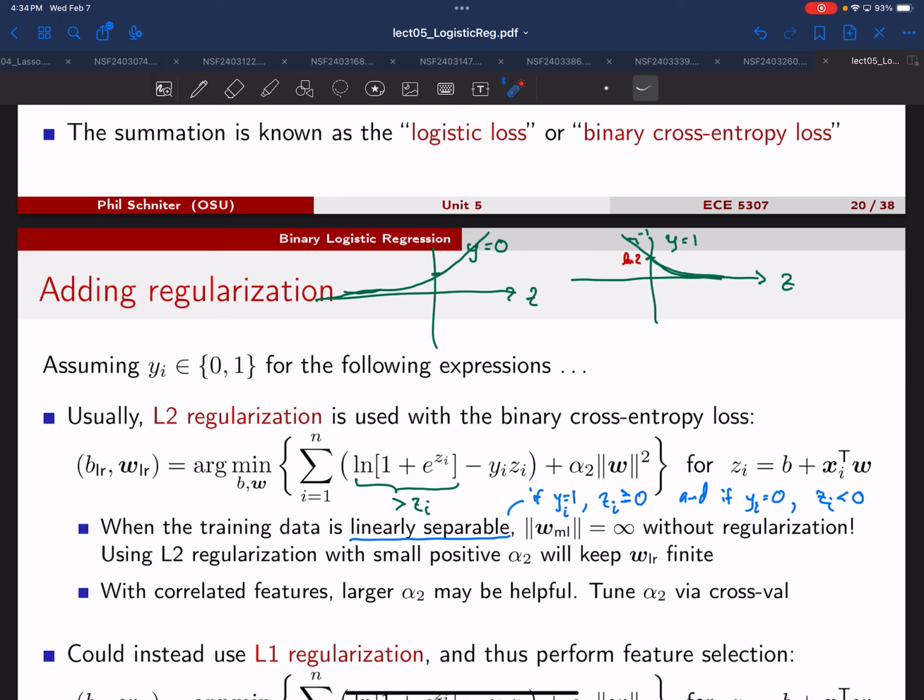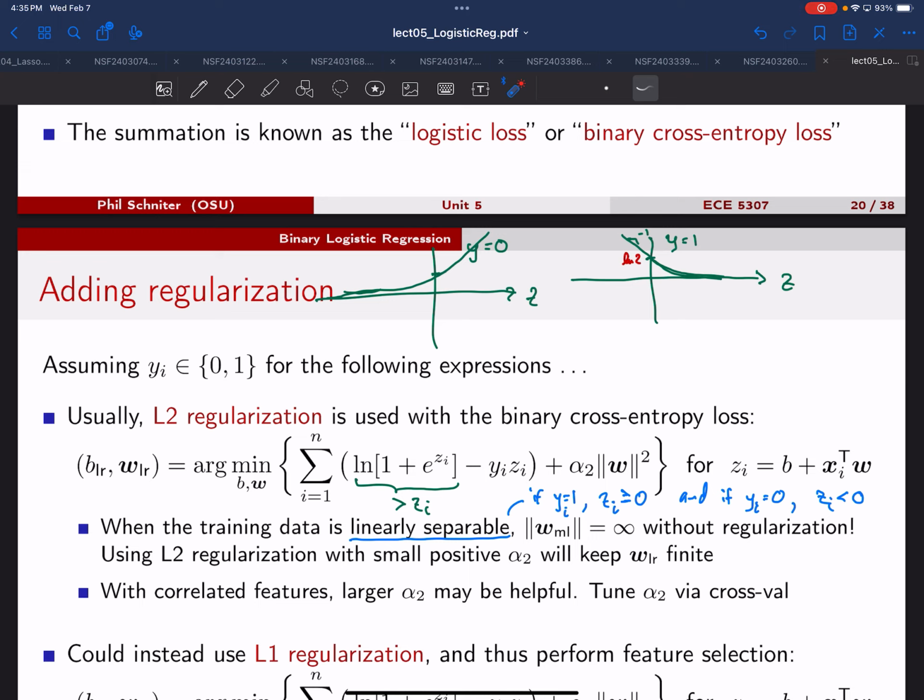And the default in scikit-learn is to use L2 regularization like this. It starts out with some default value of alpha, which may not be optimum. So generally speaking, you want to tune that value with cross-validation. But the intuition is that if you don't have highly correlated features, all you're trying to do is prevent this thing from going crazy in the case you have linearly separable data. And so you want to set alpha 2 as really small but positive. Okay. So that's kind of one intuition.